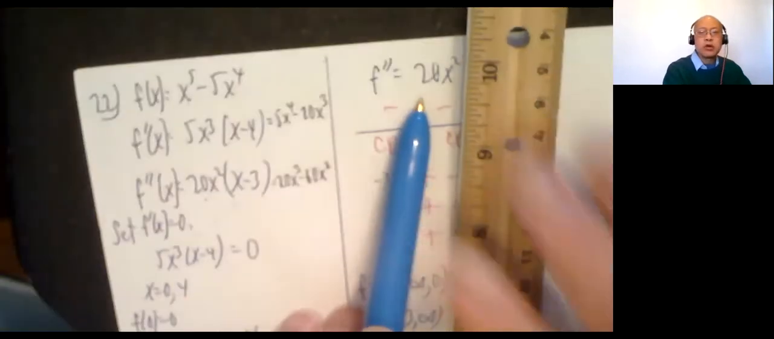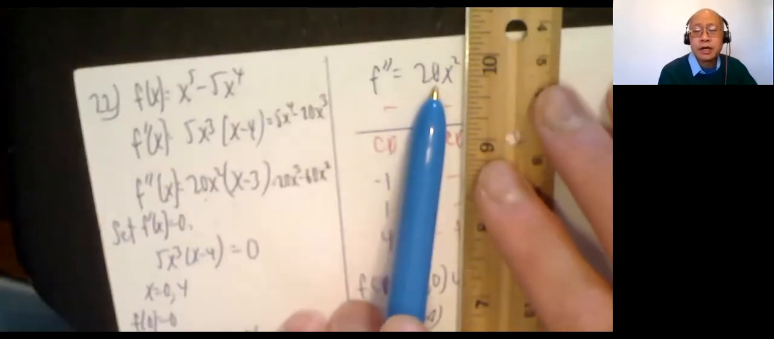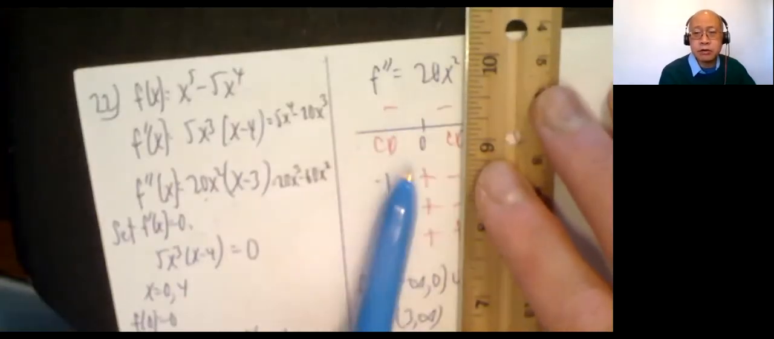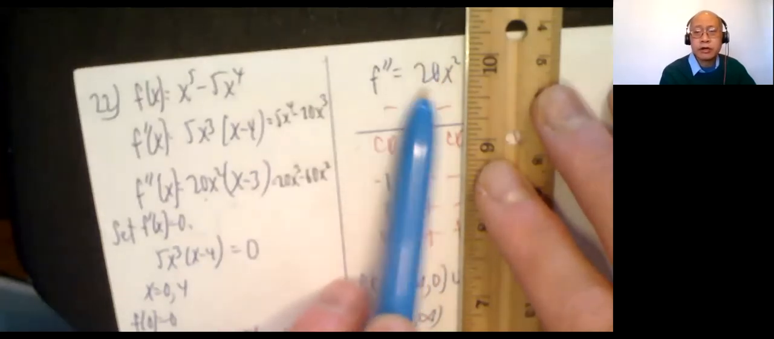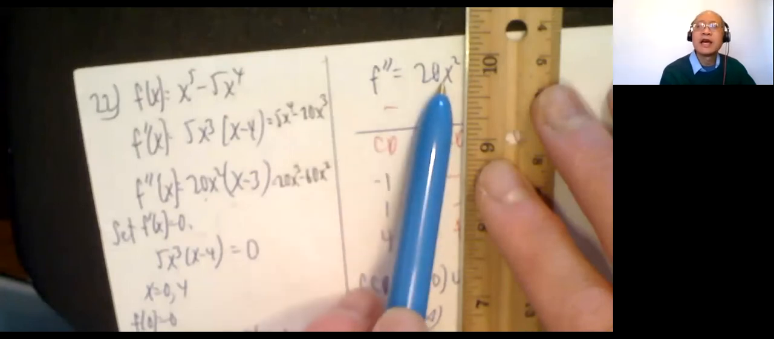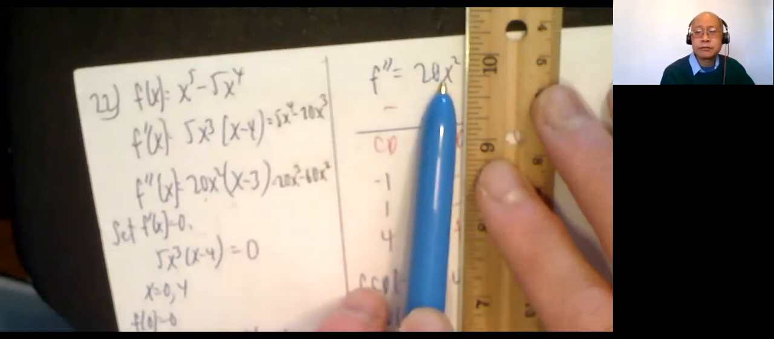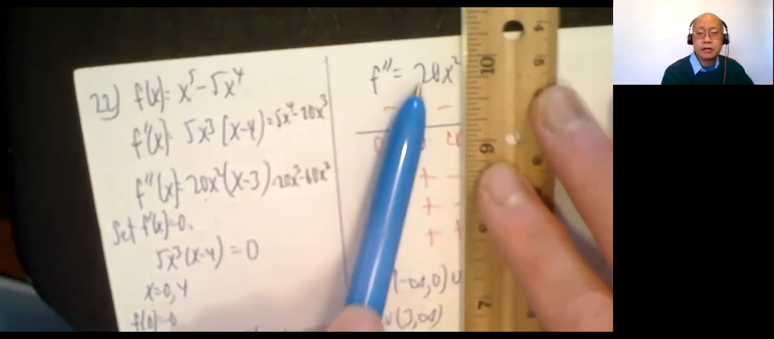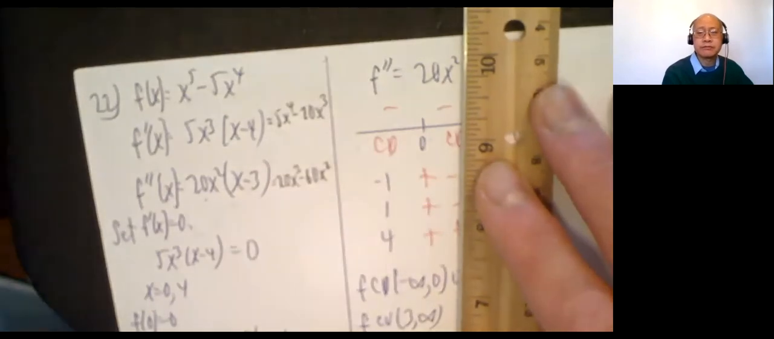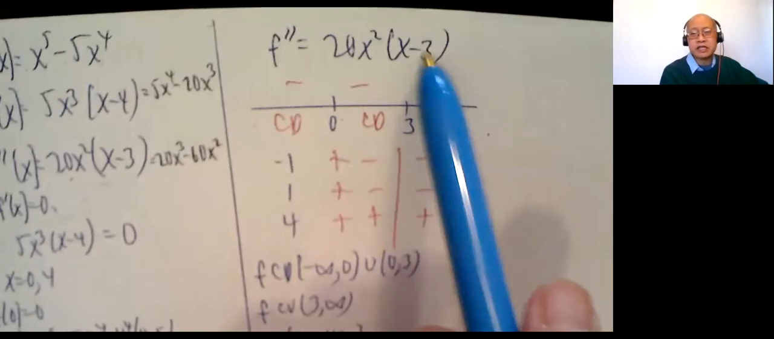Now, take a look at this though. 20x squared. As long as I'm not plugging in 0, which I'm not, plug in any other number, positive or negative. What do you know automatically about 20x squared? Automatically positive, right? So all these pluses reflect the 20x squared already being positive. Okay. So the sign is going to be completely determined by x minus 3.